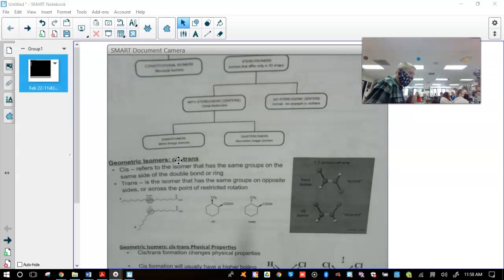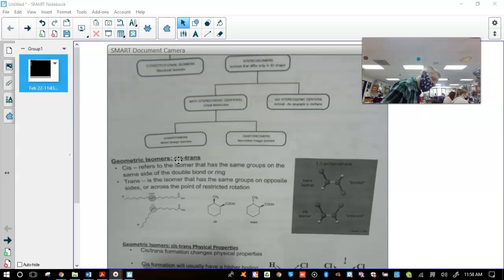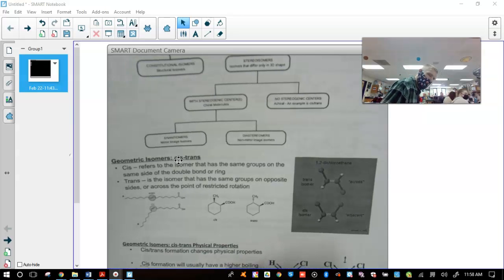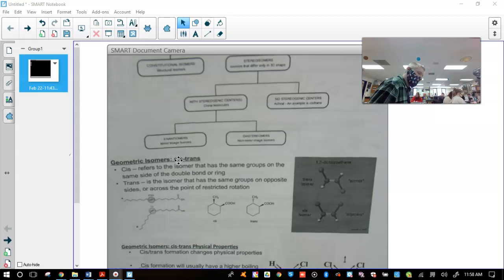Okay, here's something new. Physical properties of geometric isomers. That's cis-trans. So cis-trans changes physical properties. Physical properties are like what? Melting point, boiling point, stuff like that. Cis will usually have a higher boiling point. So cis, higher boiling point, due to stronger dipole moment, more polar.